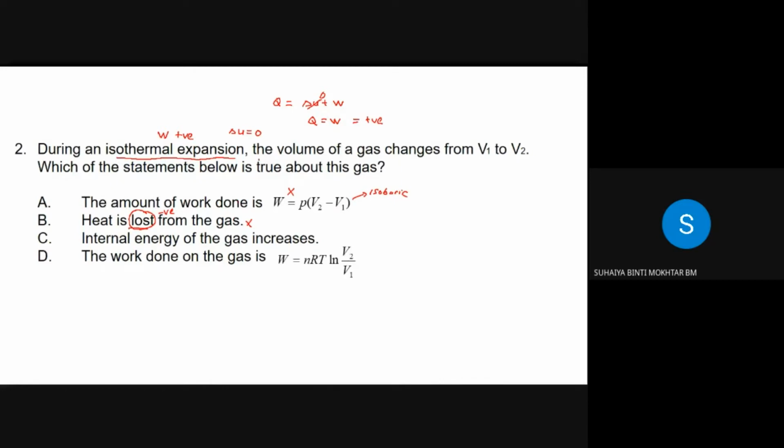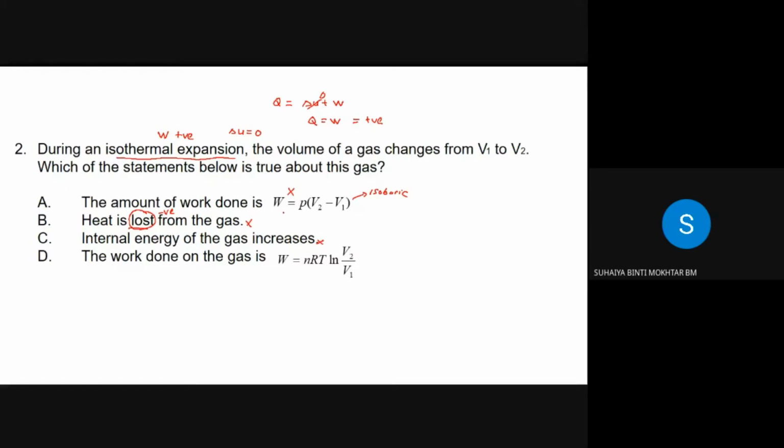Then C, the internal energy of the gas increases. Isothermal, so the internal energy is constant, right? So delta U, the change of internal energy, is 0. So the internal energy is constant. Why constant? Because T is constant. Okay, isothermal. So this one is out.